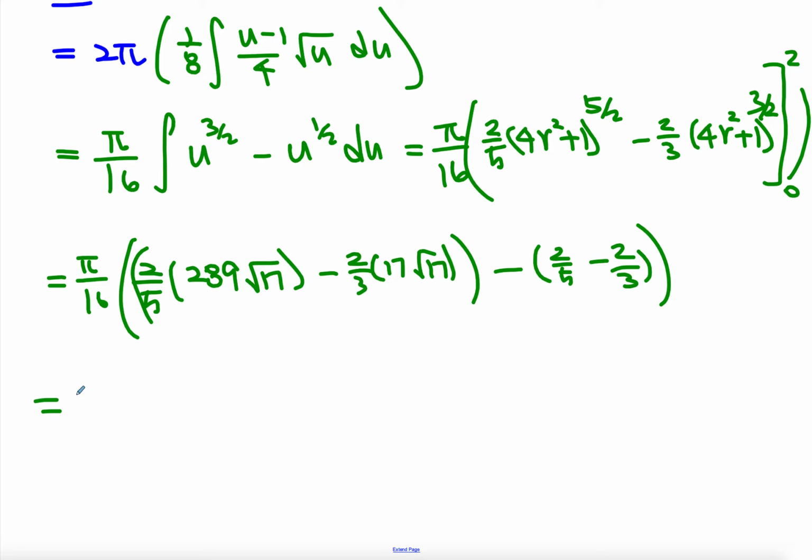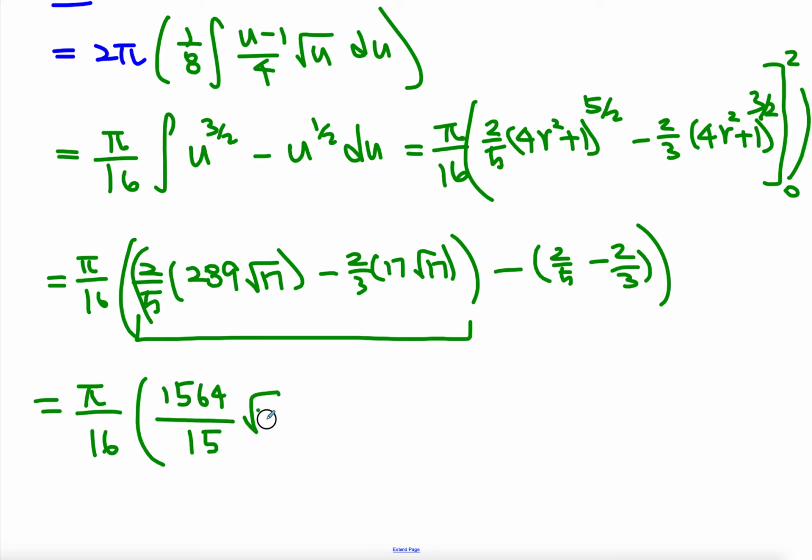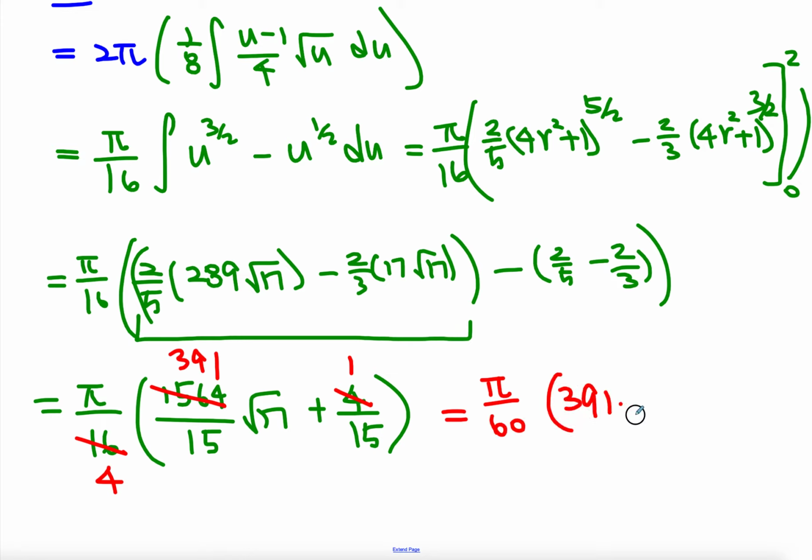So then, for the first one, when you combine these two things together, pi over 16 was there, 1564 over 15 square root of 17. And then the second one is minus, so it becomes plus 4 over 15. Now, interestingly, 4 cancels away. And this one becomes 391. And then when you factor out 1 over 15, we get pi over 60 times (391 square root of 17 plus 1) as our final answer. Whoosh.